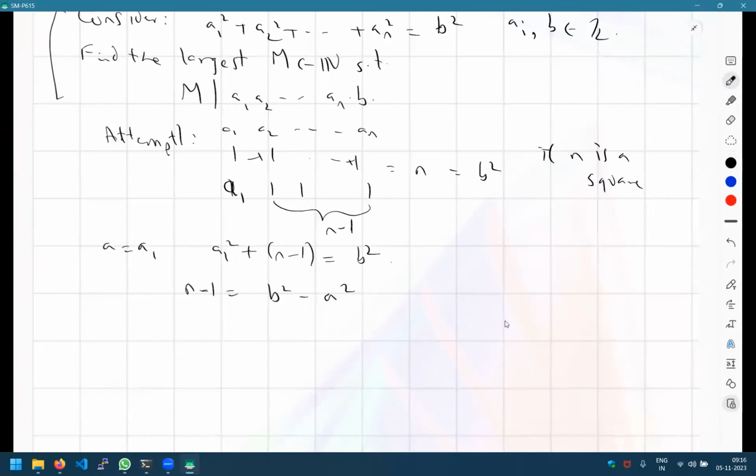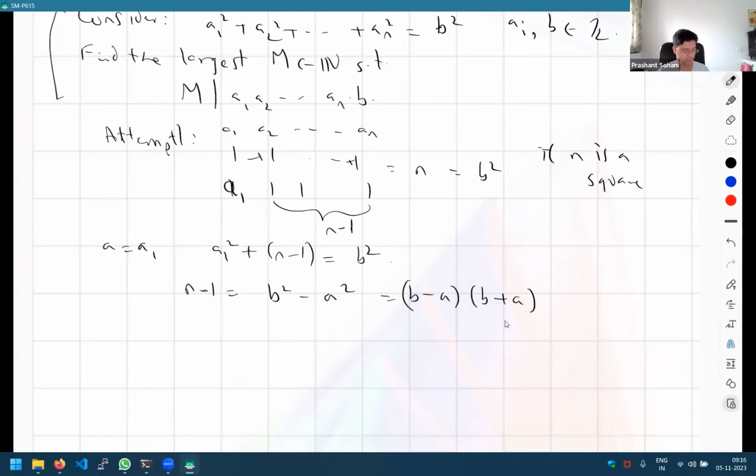Sir, I think n has to be even for that. n has to be even. Okay, so that n minus 1 is odd. Yes. Okay, so we factorize b minus a and b plus a. Then if we consider b minus a is equal to 1 and b plus a is equal to n minus 1, we get b is equal to n by 2. So n has to be even.